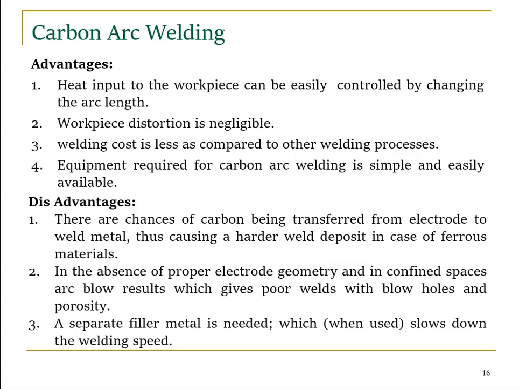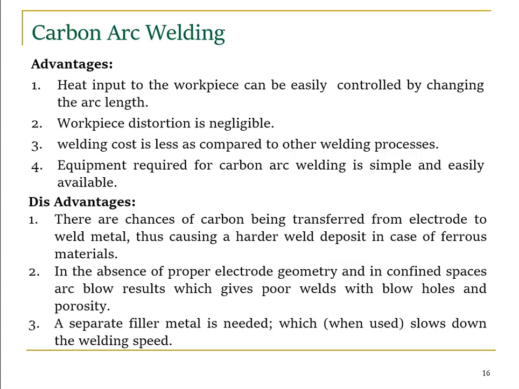Similarly, we have some limitations. The first is that there are chances of carbon being transferred from the electrode to the weld metal, thus causing a harder weld deposit in the case of ferrous metals. We use a non-consumable electrode. As per rule, a non-consumable electrode doesn't deposit to fill the gap, but sometimes carbon may be transferred. So this will cause harder metal at one particular place. This is one of the disadvantages.